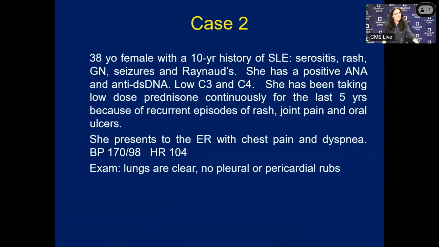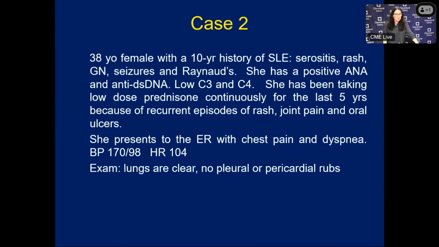Case 2 is of a 38-year-old female with a 10-year history of lupus that presented with serositis, rash, glomerulonephritis, seizures, and Raynaud's. She has a positive ANA and anti-double-strand DNA. She has a low C3 and C4, and she's been taking low-dose prednisone continuously for the last 5 years because of recurrent episodes of rash, joint pain, and oral ulcers.